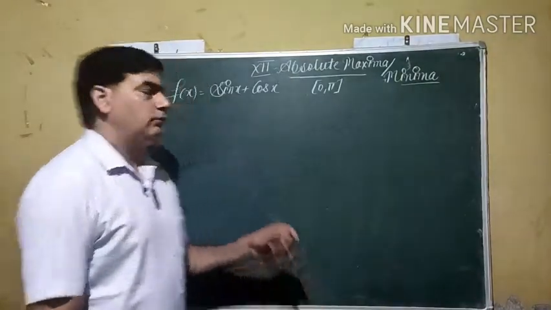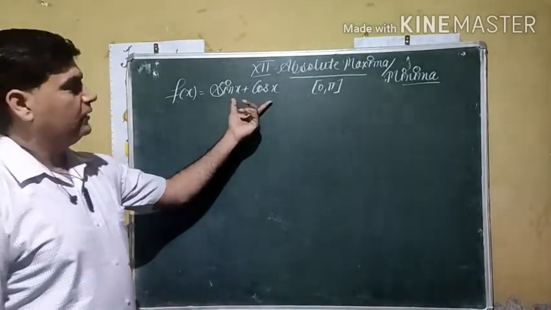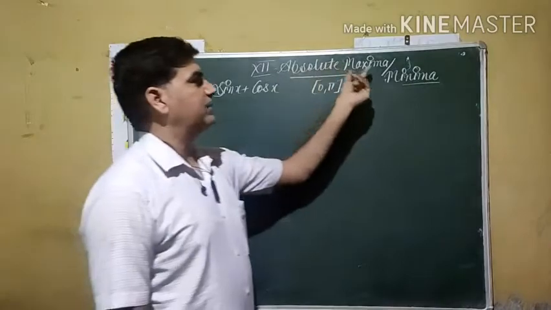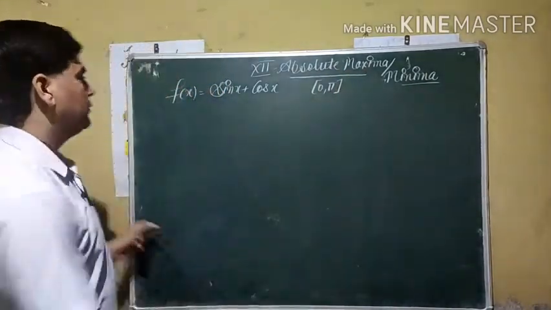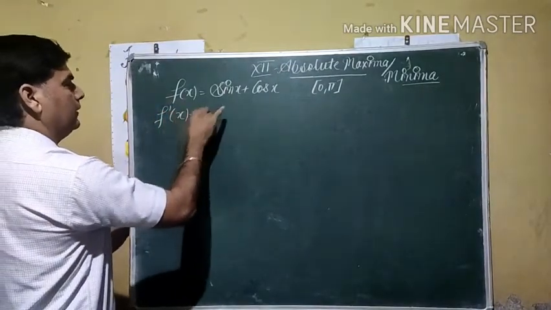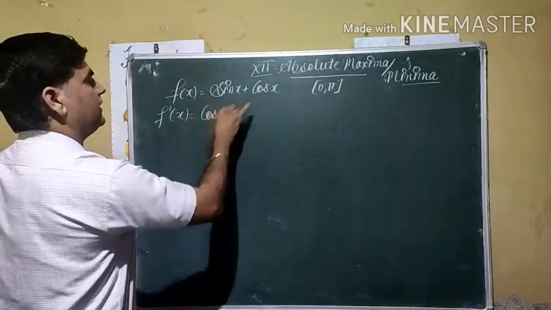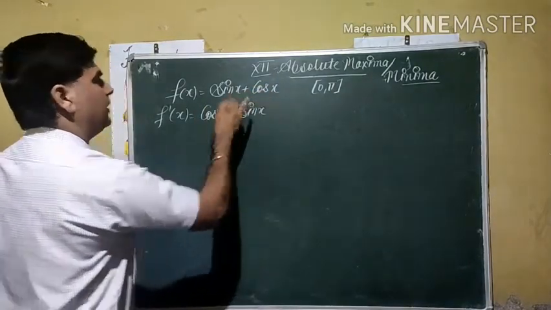Now we are continuing with our example, that is the case of trigonometric function. We have to find out again absolute maxima and absolute minima value on the given interval 0 to pi. So we are going to continue. First step, take the first derivative of the function. Derivative of sin theta is cos theta and derivative of cos theta is minus sin theta.